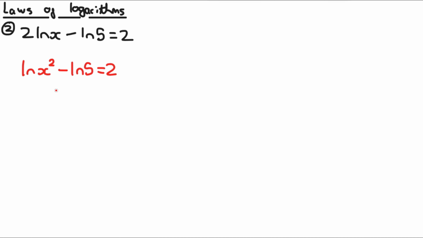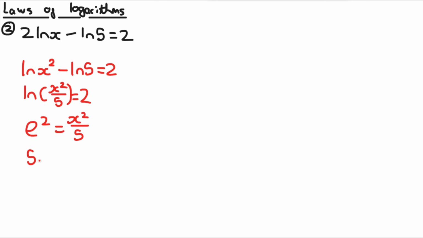And then we can do the minus formula. So it's going to become the natural log of x squared over 5 is equal to 2, and then what you can do is put it in its exponential form. Remember this is base e, so it's going to be e to the power of 2, and this is equal to x squared over 5. Times both sides by 5 to get 5e squared is equal to x squared, and then square root to do x is equal to the square root of 5e squared, which is equal to the square root of 5 times e. And that's the final answer.